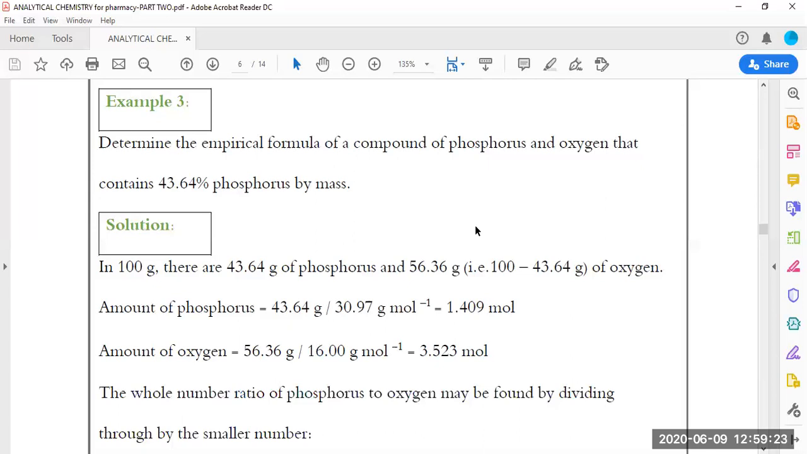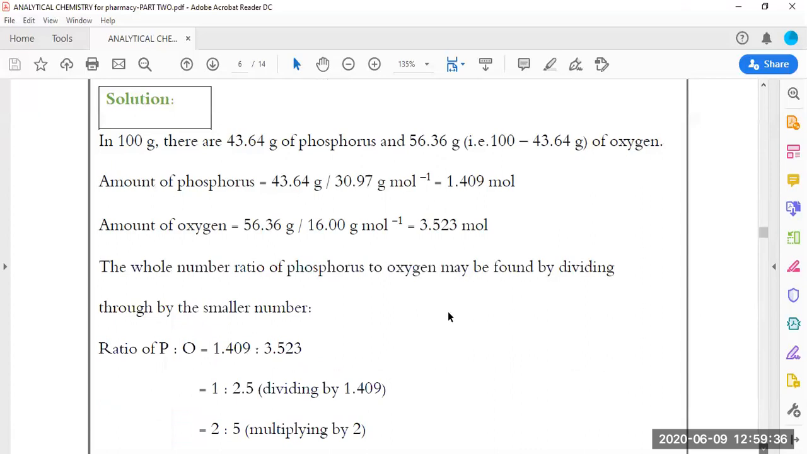So what's the amount of phosphorus then? I mean, how many moles of phosphorus? You simply divide that mass by the molar mass of phosphorus. And for oxygen, you divide again the mass of the oxygen by the molar mass of oxygen, and you get this mole, which is 3.523. So by now you have the number of moles of oxygen and the number of moles of phosphorus in this compound. This is a phosphorus oxide.